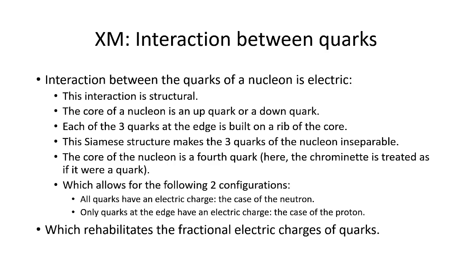The core of the nucleon is a fourth quark, which allows for the following two configurations. All quarks have an electric charge. This is the case of the neutron. Only quarks at the edge have an electric charge. This is the case of the proton. All this rehabilitates the fractional electric charges of quarks.